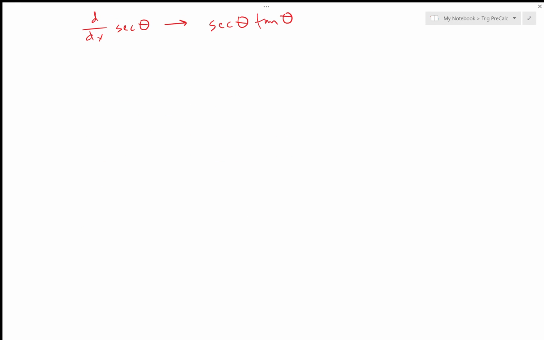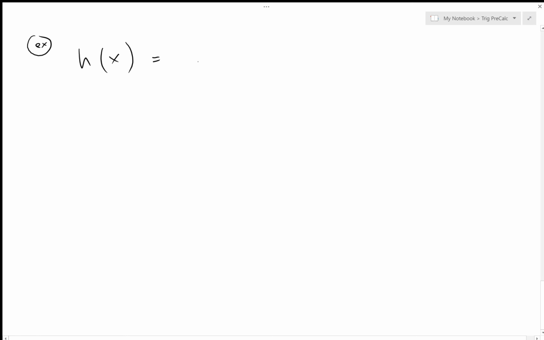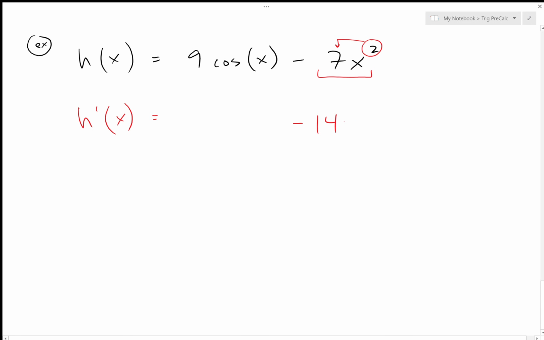Alright, and just a couple more here. We have the little combos of not polynomials, but these regular terms and trig functions together. Let's say it said h of x equals 9 cosine x minus 7 x squared. They want us to find h prime of x, the derivative. Now the second part we already know how to do. That comes down and becomes negative 14, 7 times 2, 14, x to 1 lower, so just a 1, where it doesn't need to show up.